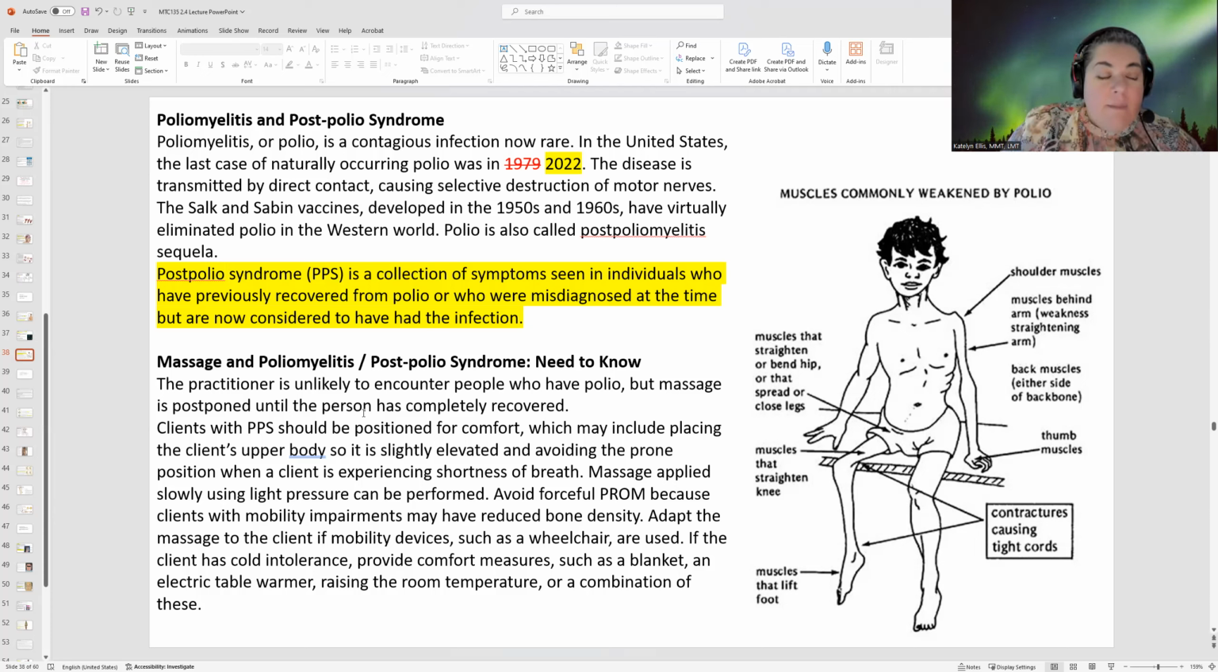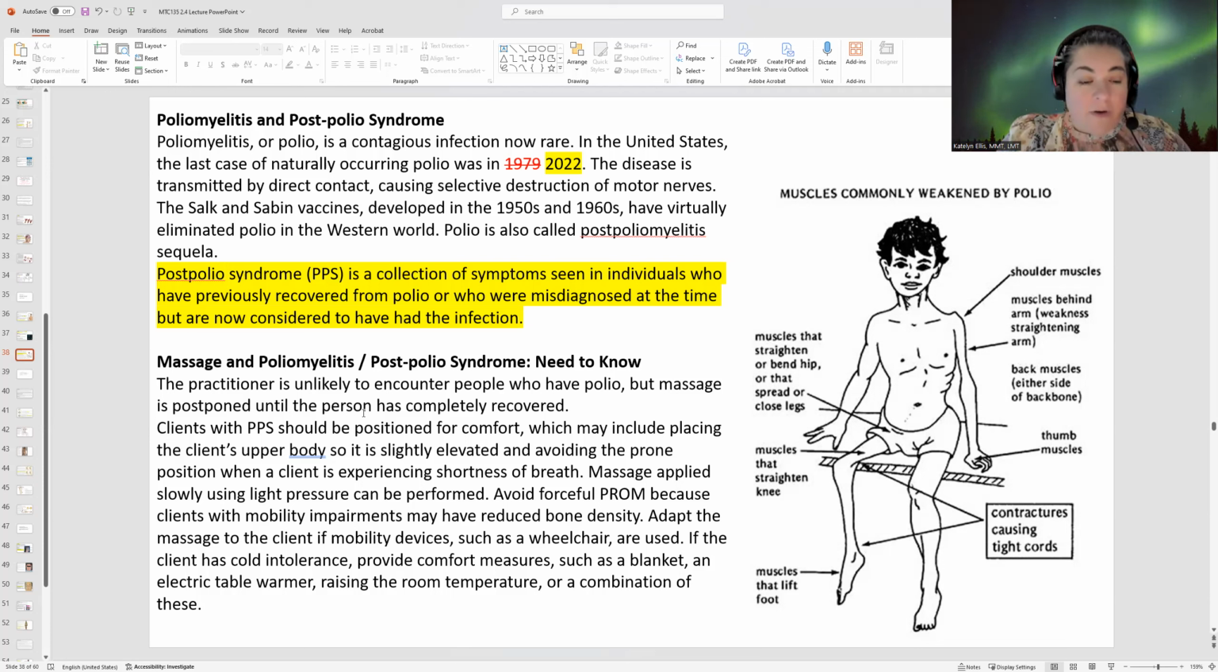All right. Massage and poliomyelitis or post-polio syndrome. So you're unlikely to encounter people who have polio, unless you live in New York now. But massage is postponed until the person has completely recovered. It is contagious. Anything that's a contagious infection, you do not massage until the client is completely recovered.